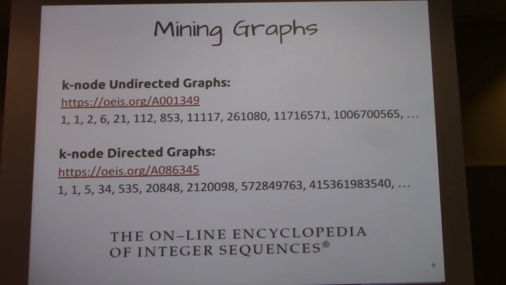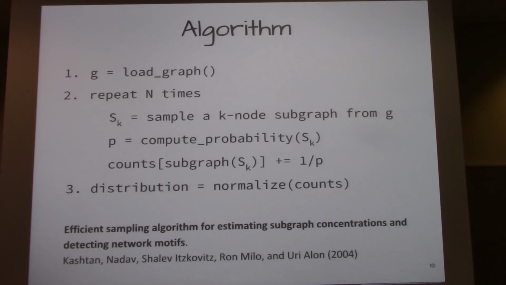Similarly, this is the number of directed k-node subgraphs. So as we saw, there are 5 possible 3-node directed subgraphs. Then there are 34 4-node directed subgraphs because, again, there are a lot of possibilities. So this is a pretty cool series if you want to keep in mind. Alright, so the technique that I used was in this paper. It's a bioinformatics paper.